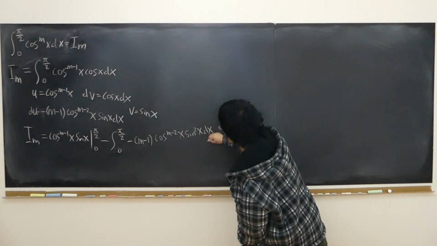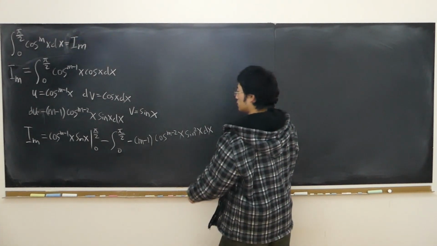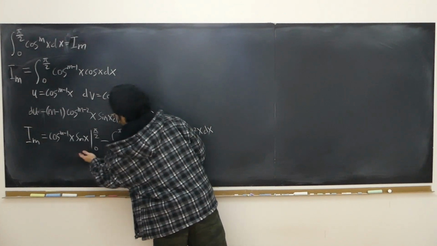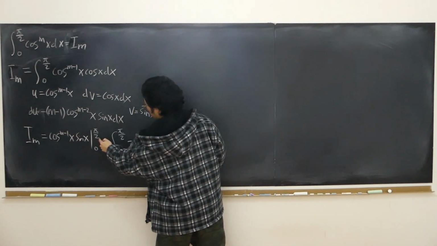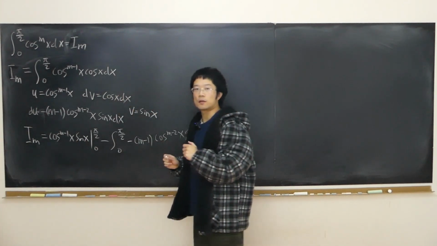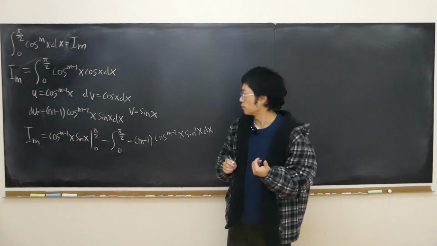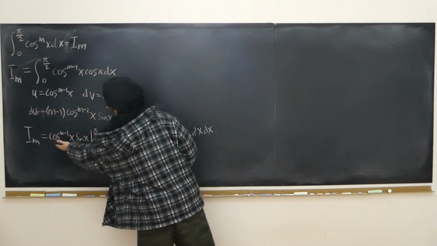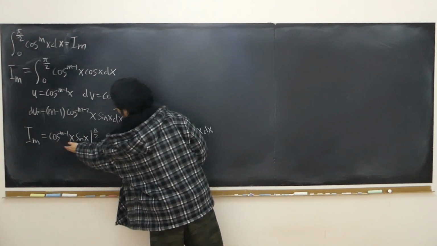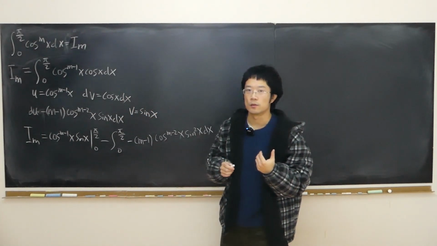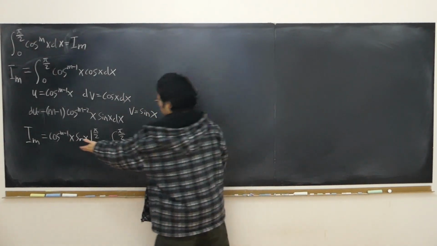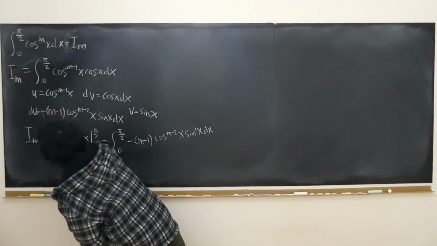Okay, so first let's evaluate this one. Substitute pi over 2 into here. As we know, cos pi over 2 is simply 0, so that is automatically 0. Then substitute 0 into here. As we know, sine of 0 is exactly 0, so this is automatically 0.